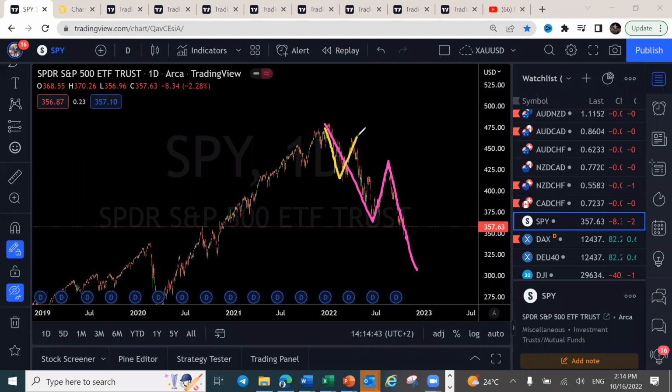It's 1, 2, 3, 1, 2, 3, 1. We don't have the 3 yet here. So we may get a pullback and still continue to the downside. Let's watch that one out. If that is the case, then we'll be building this WXY corrective structure in the bigger degrees. So let's keep an eye. But the theme is, whichever structure this is making, we are bearish. Okay? We're bearish.